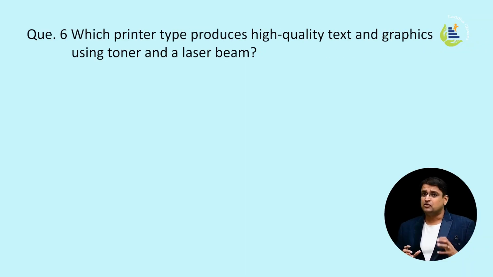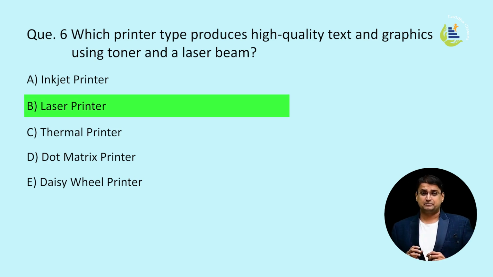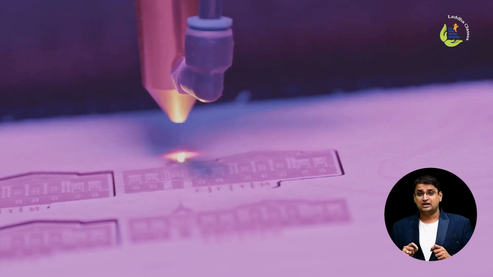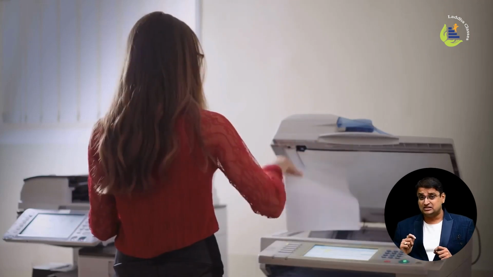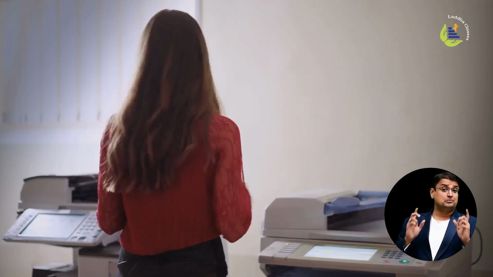Question 6. Which printer type produces high-quality text and graphics using toner and a laser beam? Options are inkjet printer, laser printer, thermal printer, dot matrix printer, daisy wheel printer. Correct answer option is B, laser printer. Because laser printers use a laser beam and toner to produce high-quality prints. Inkjet, dot matrix, and other printer types do not use toner and a laser beam.